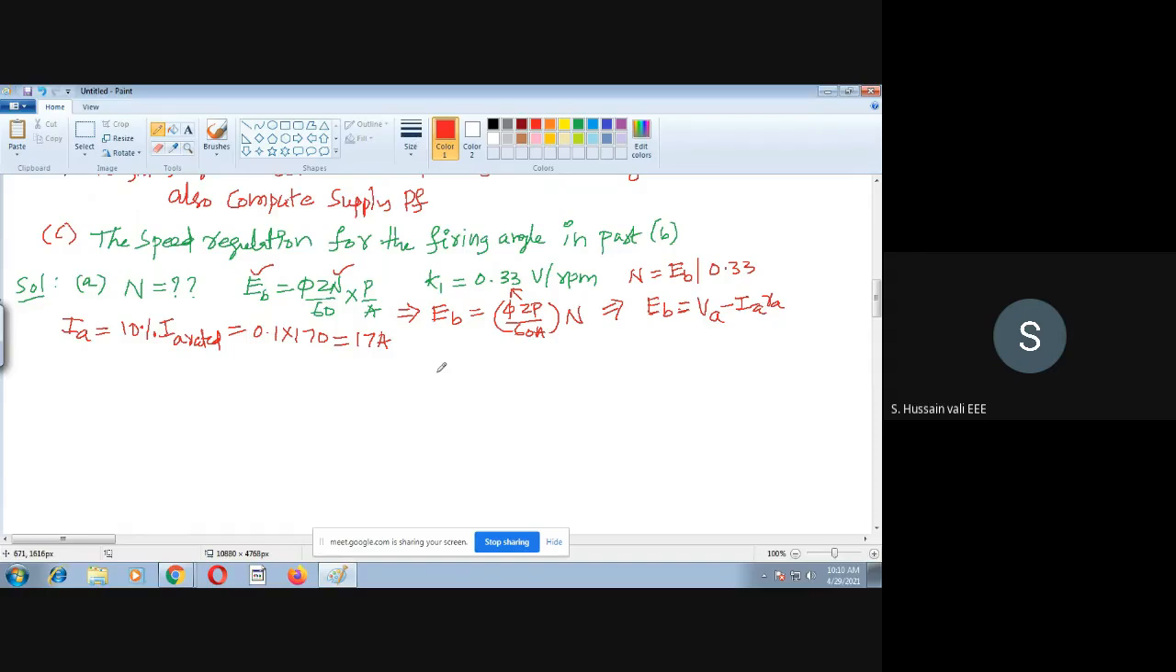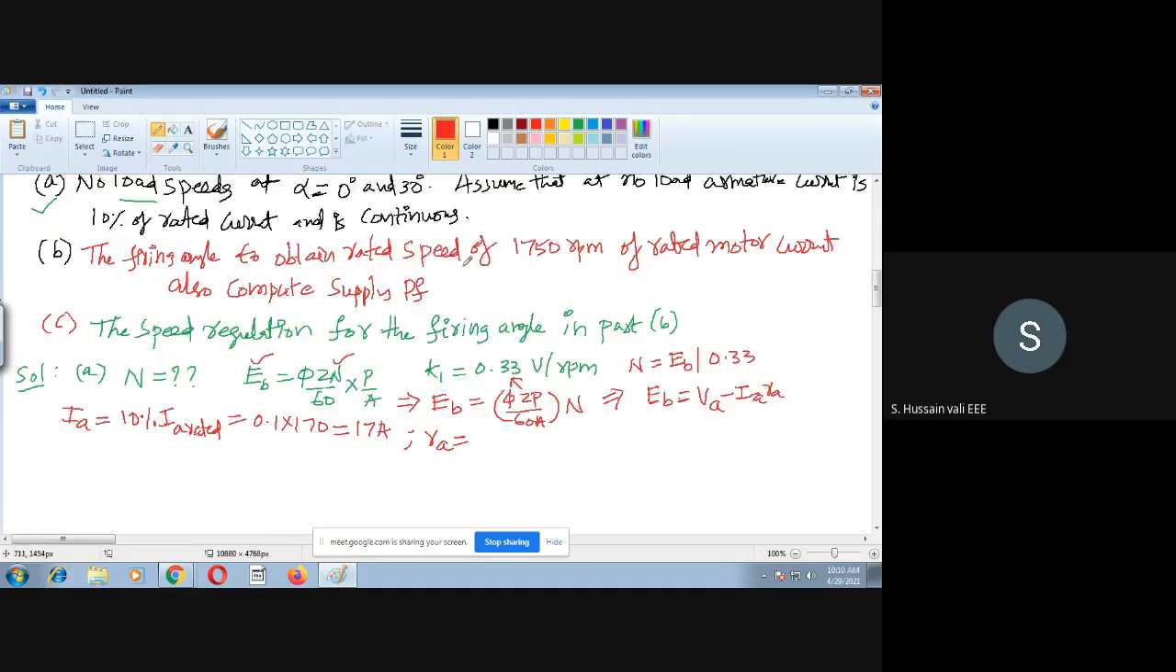Then what else do we need now? RA. You check whether he has given RA in the problem. Yeah, he has given 0.099. That we will take here. So the RA value we also know: 0.099, sorry, 0.099 ohm.